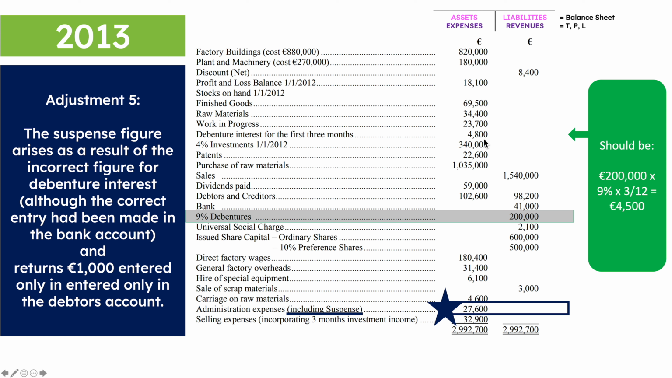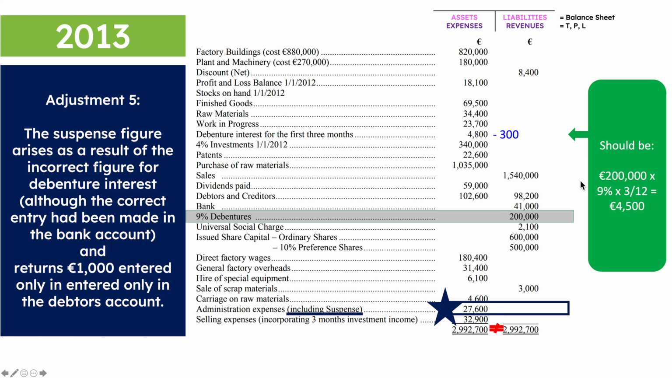So how much should it be? 200 by 9% by 3 over 12 is 4.5. So this here is 4.8, but it should be 4.5. So what we do, we minus 300 here. Then what you'll have to do then in the admin expenses, you will have to plus 300 there for that to equal. And then returns 1,000 entered only in the debtor's account.